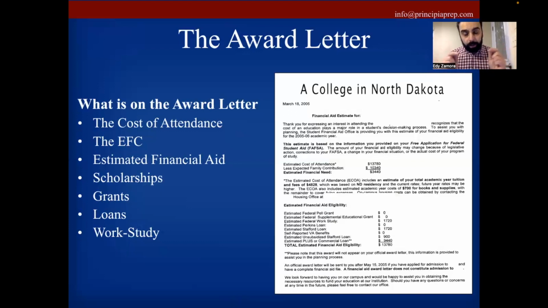In addition to that, also on the award letters will also be the loans as well as any work study programs. Now, what you'll notice is on the award letters, when they say work study, when they say a job on the campus, most of the time that work study number, you should look at it as extra income, extra money on the side, let's call it. Because no work study program, any work program the student has at the school, ever goes directly to the bill.